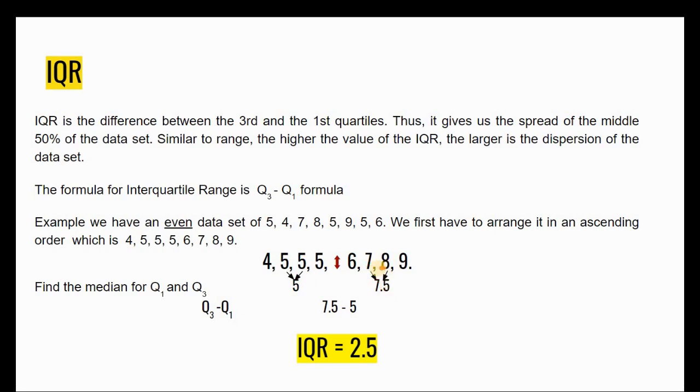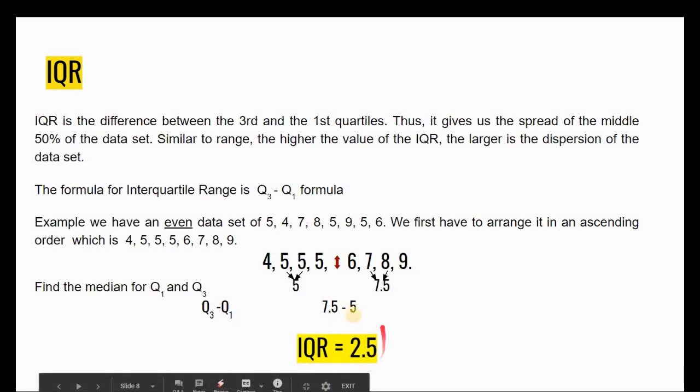You can also do that: 7 plus 8 divided by 2. Or you can just look at it visually, and you will see right away that in the middle of 7 and 8, you have 7.5. That is your median value. So again, Q3 minus Q1, 7.5 minus 5. 7.5 minus 5, so your answer is 2.5. This is your interquartile range.